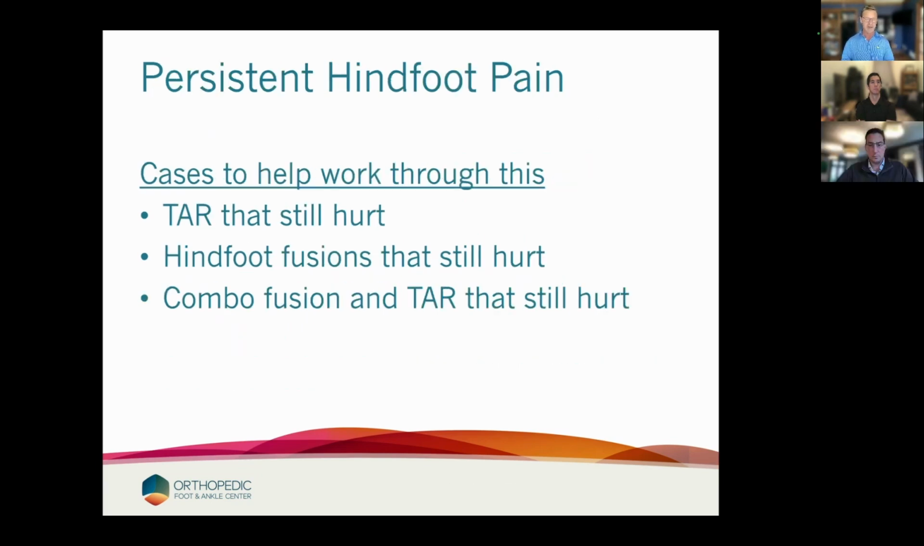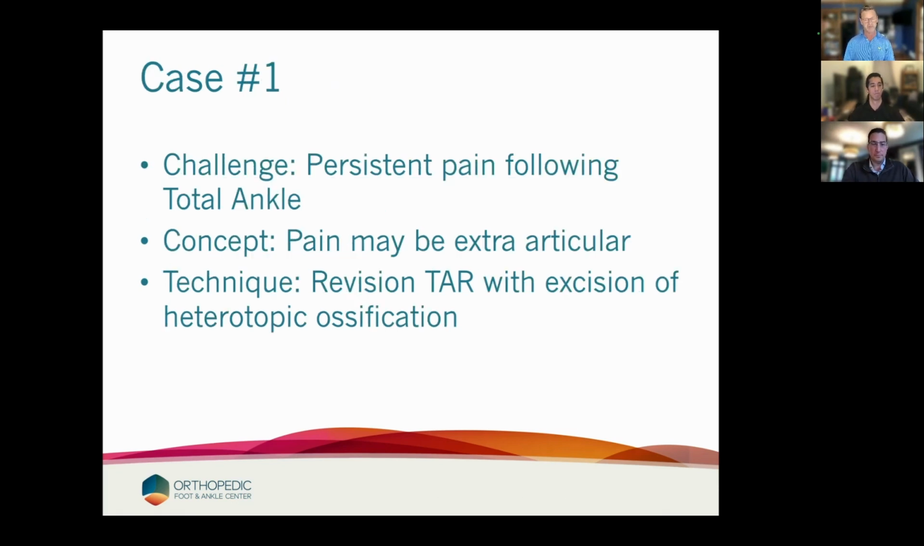So the potpourri I've got is this persistent hindfoot pain that we've been talking about. And I've got some cases to help us work through this. Some of these cases are pretty tough, but I think they make some points. So we're going to look at total ankle that still hurts despite what looked like good x-rays, hindfoot fusions that still hurt, and then combo fusion and total ankle that still hurt.